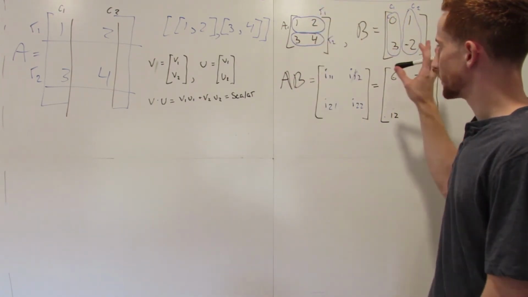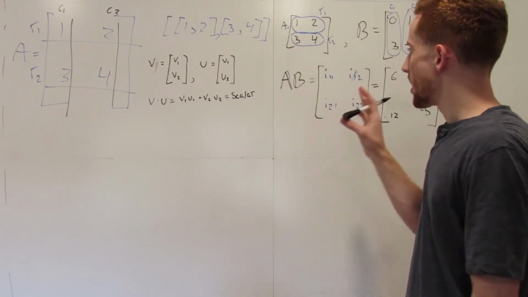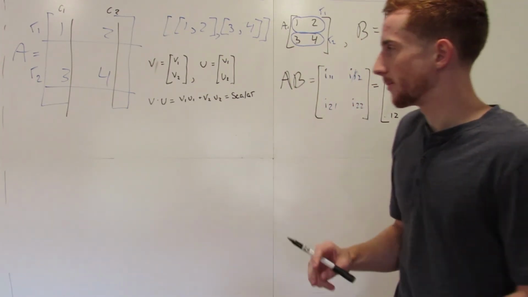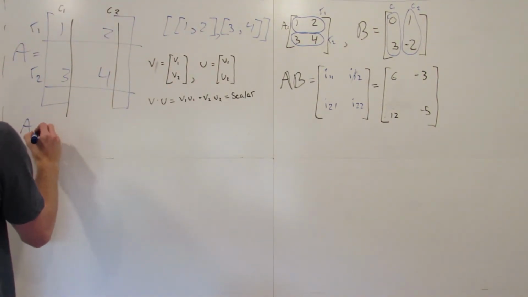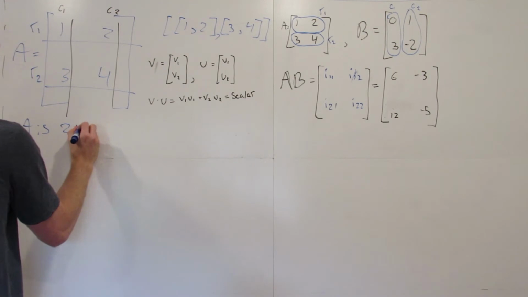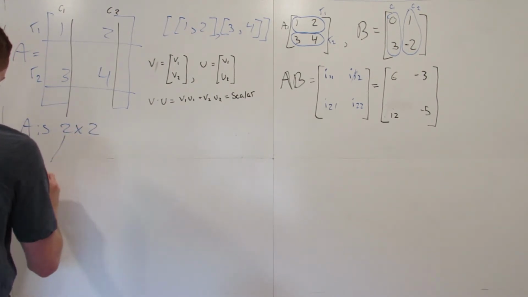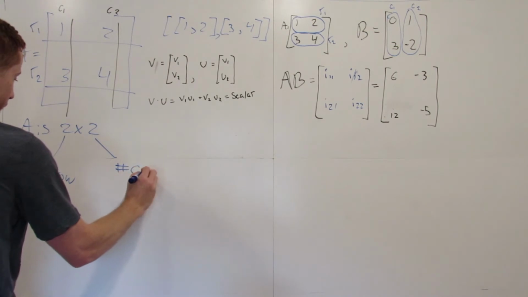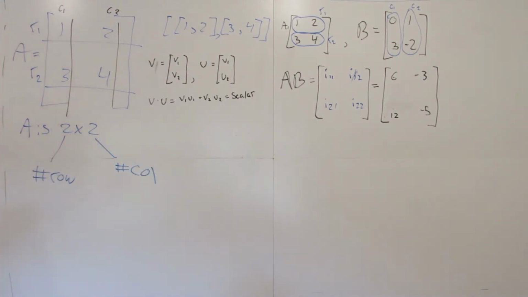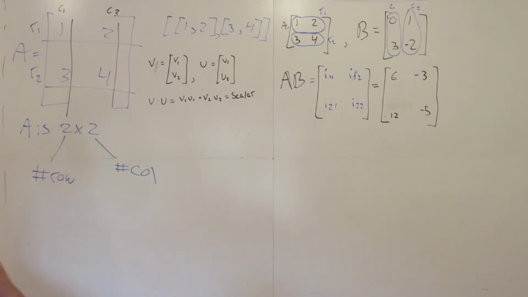And so obviously right here we did it for the specific case of two by two matrices. 2 by 2 meaning that A is 2x2, so this denotes the number of rows, this denotes the number of columns. So what happens if they're not the same size, specifically if they're not both 2 by 2?